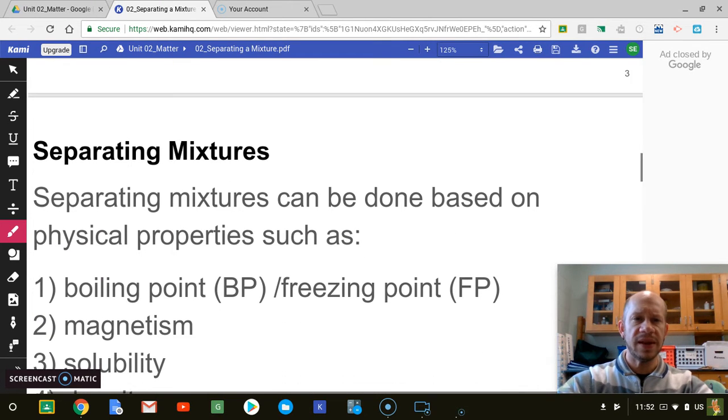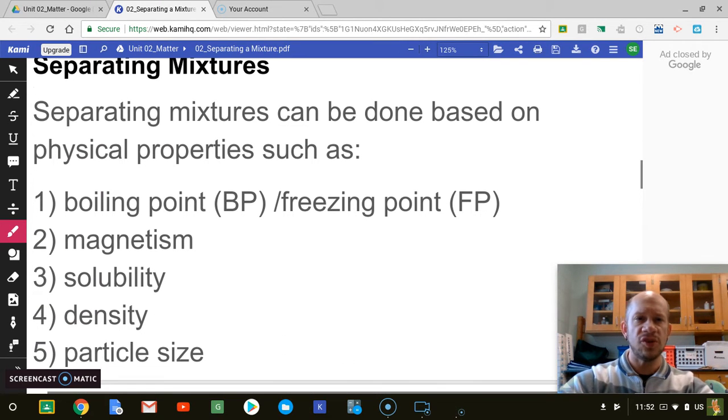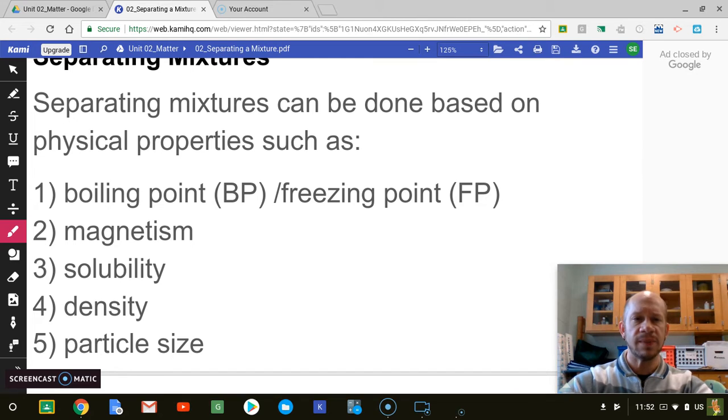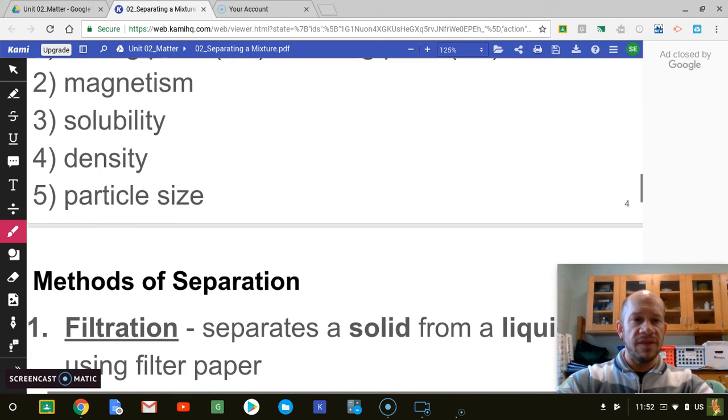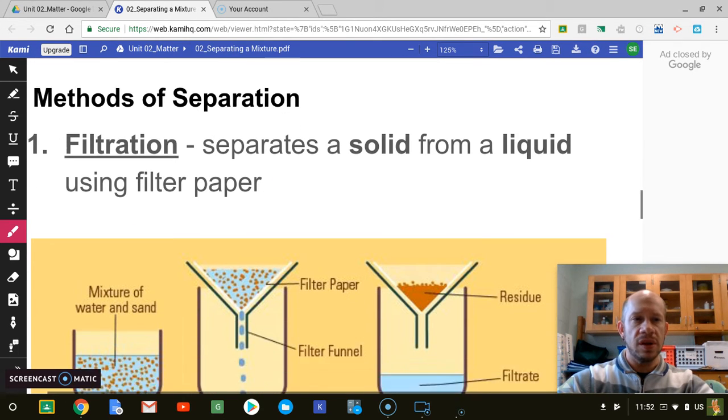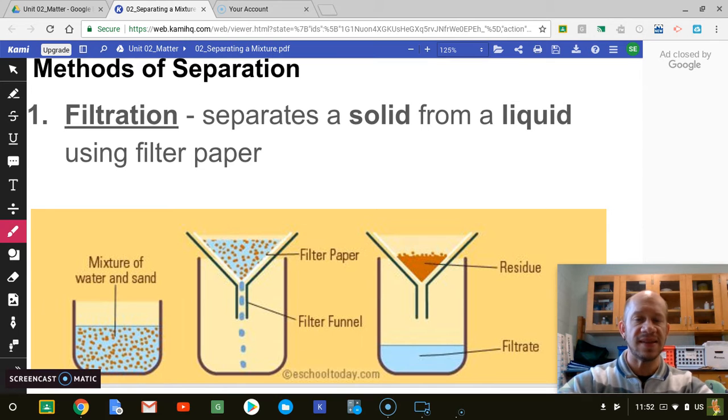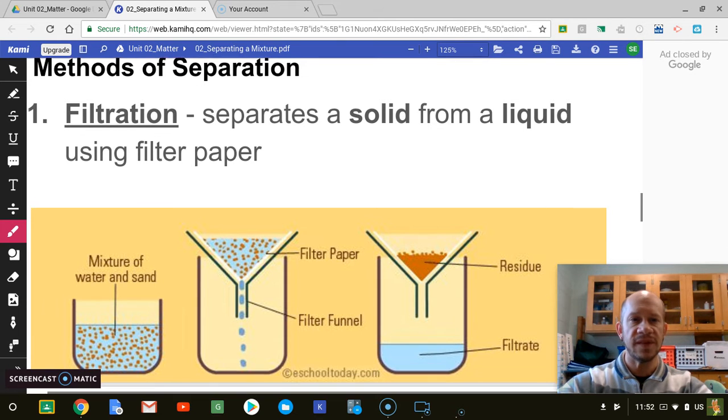So separating mixtures can be done based on physical properties such as the boiling point or the freezing point, magnetism, solubility, density, and particle size. So there are 4 methods of separation. 1, filtration separates a solid from a liquid using filter paper.